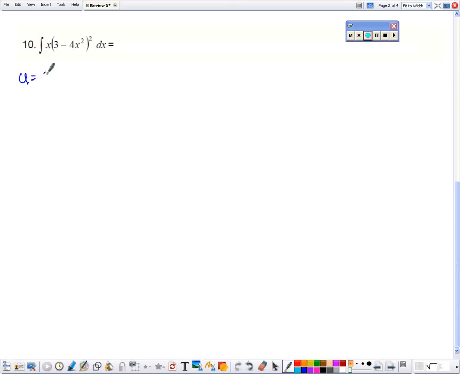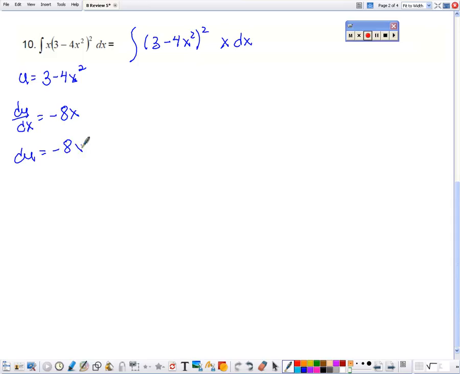I'm going to set u to equal 3 minus 4x squared. So du dx is negative 8x. I notice I only have the x here. So let's reorganize this. So I need this term to read as x dx for my substitution. So first I will multiply both sides by the dx, and then I'm going to divide by the negative 8.